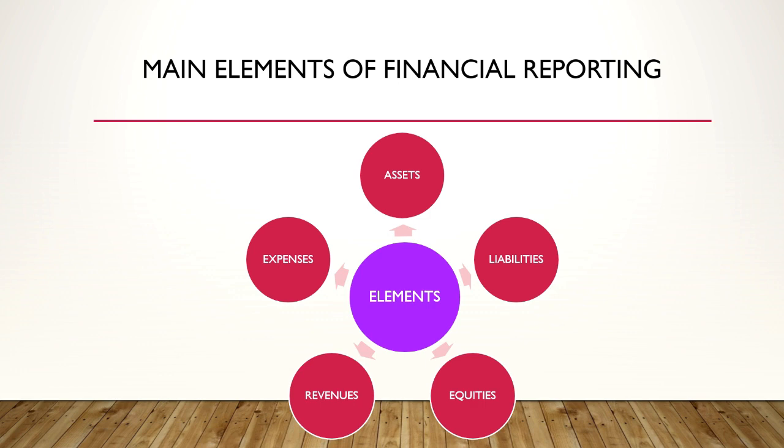The main elements of financial reporting: there are 5 main elements: the assets, the expenses, the revenues, the equities, and the liabilities.